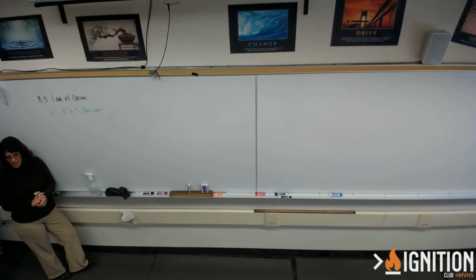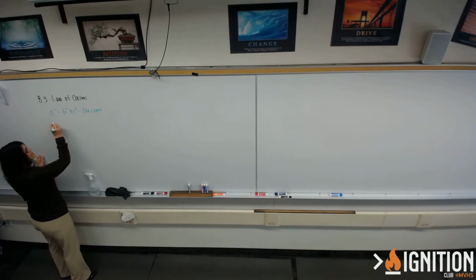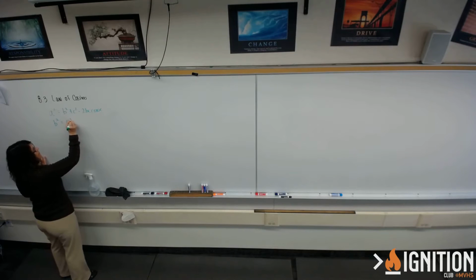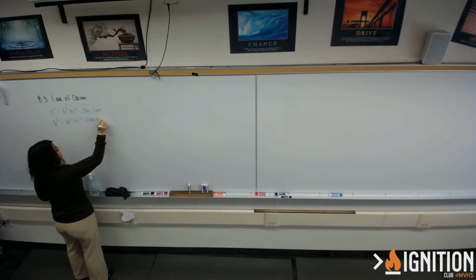A, B, C are sides and alpha is the angle. It's the only one you need to know because there are 2 variations of this. So if I start with B squared, what am I going to get? A squared plus b squared minus 2ac cosine b.